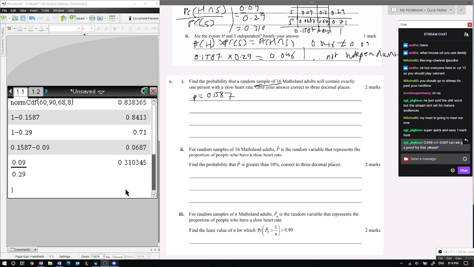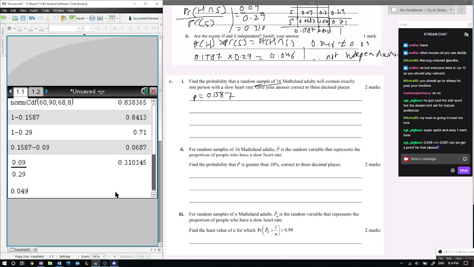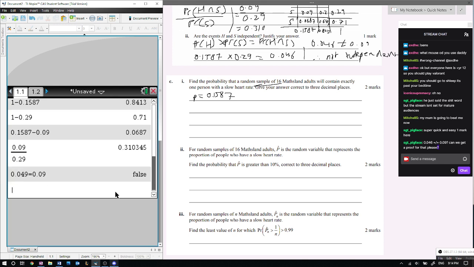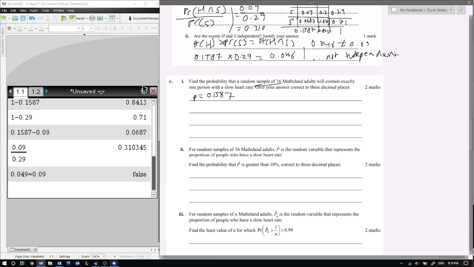Gus is asking for a proof of 0.046 not equaling 0.09. The calculator should say false, and there we go. There is your proof. So, continuing with this question.